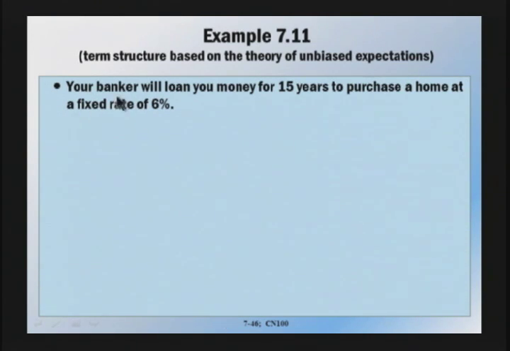So think through this here. Your banker will loan you money for 15 years to purchase a home at a fixed rate of 6%.